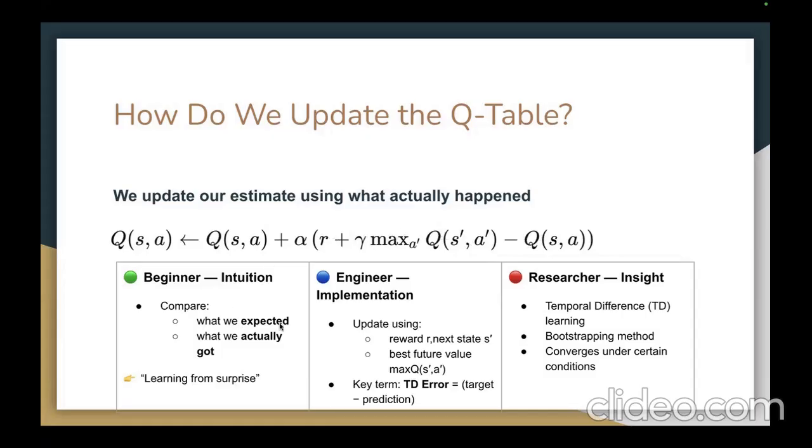So it's like we just want to compare what we expected versus what we got, and we just learn from surprises. And for implementation purposes, we update using three things. The first one is the immediate reward.